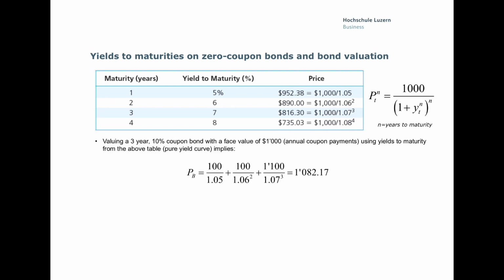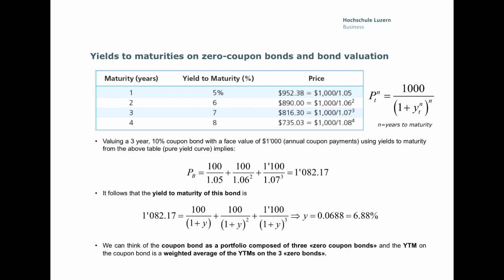The information contained in the yield curve can now be used to value coupon bonds. For that purpose, suppose there is a 3-year 10% coupon bond with a face value of $1,000 and annual coupon payments. Using the present value formula to find the bond price, together with the information from the yield curve, implies a bond price of $1,082.17. Note, in this context, that each cash flow payment in the corresponding year is discounted by the corresponding yield to maturity derived from zero coupon bonds.